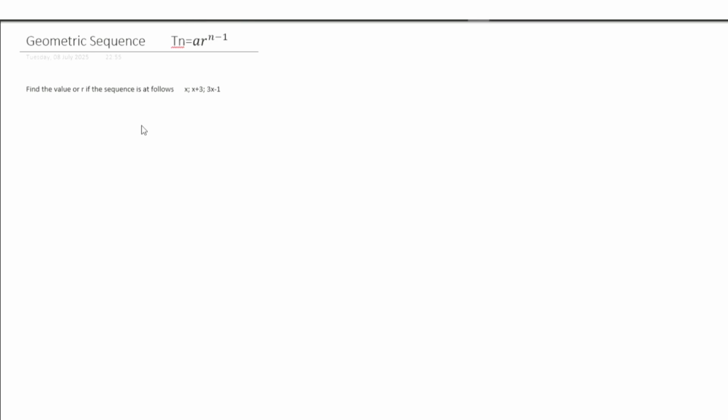So, another thing we need to know is that R is the ratio. So the ratio will always be term 2 divided by term 1, or R will be term 3 divided by term 2. Right. Now, the question states that find the value of R. So we need to find the ratio of this geometric sequence.